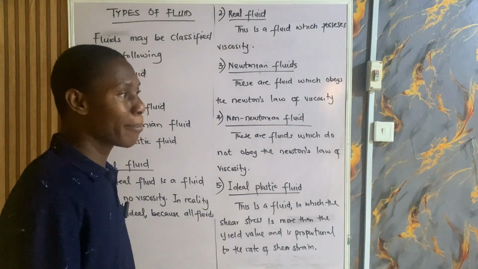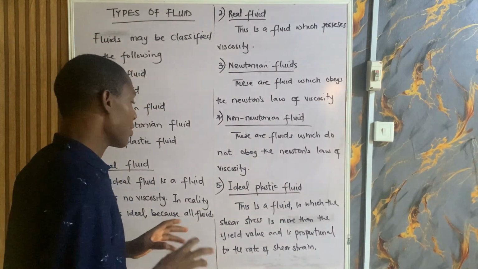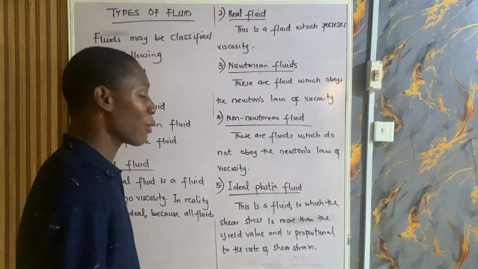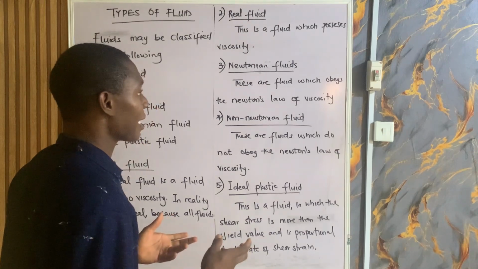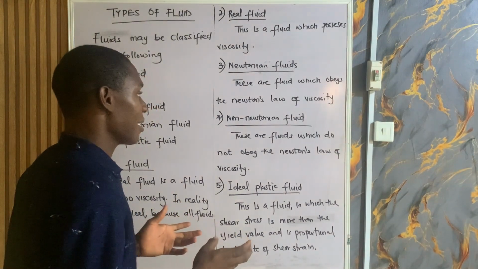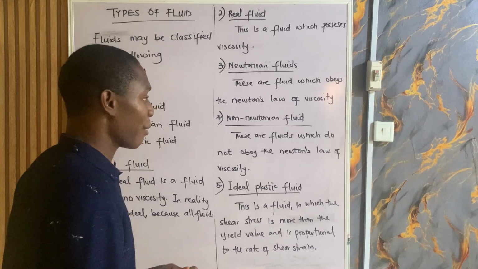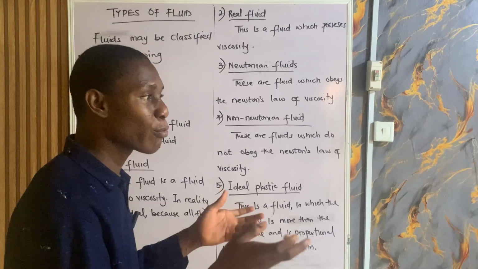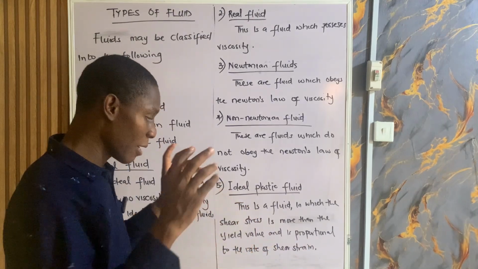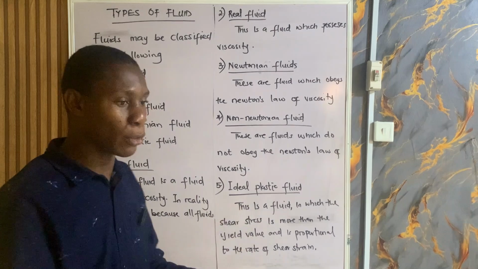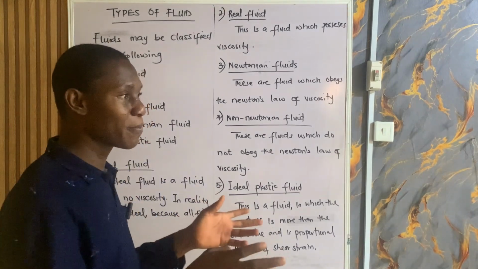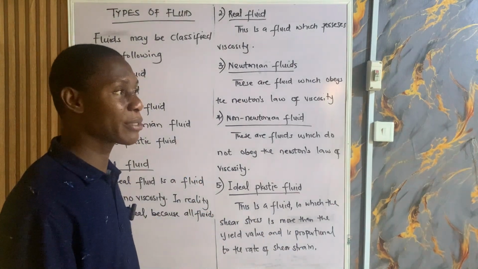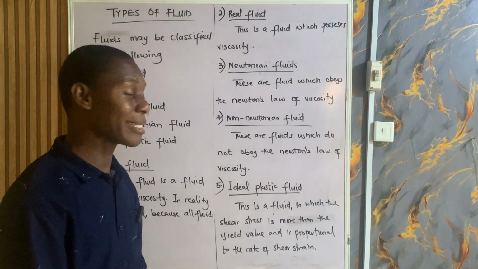Then we have the ideal plastic fluid. These are fluids which shear stress is more than the yield stress and is proportional to the rate of shear strain. It's simply saying that their shear stress is though directly proportional to shear strain, but even when there is no motion, no velocity, they still tend to possess viscosity. And that's strange actually, because before you can have viscosity, there must be motion, there must be velocity, there must be a strain. But without that, they can still possess viscosity. That's simply what an ideal plastic fluid is.